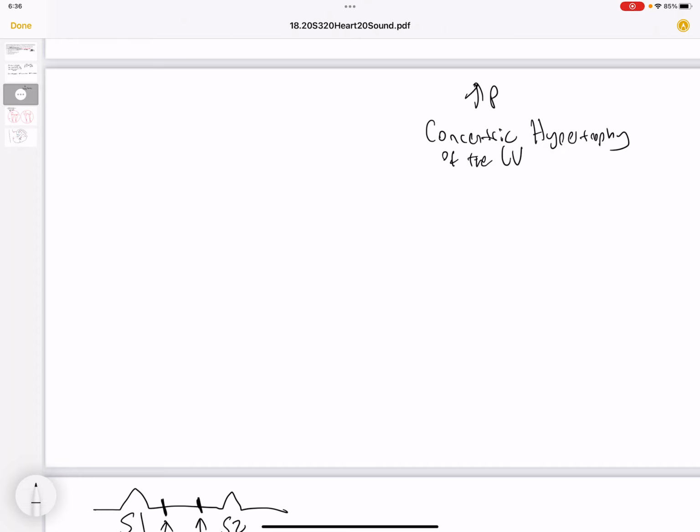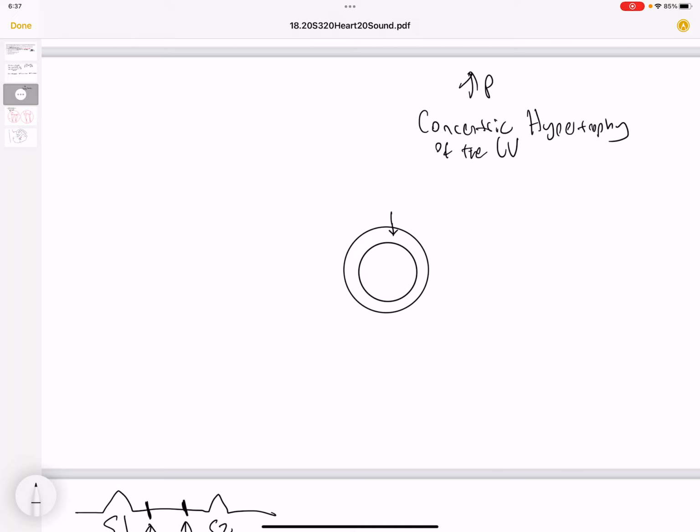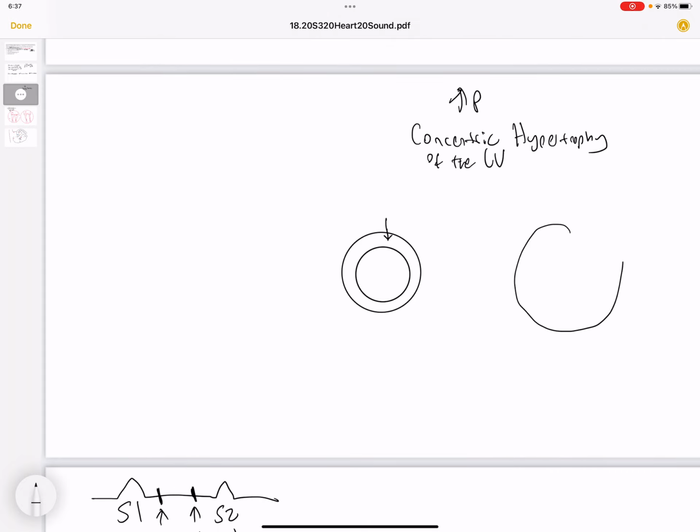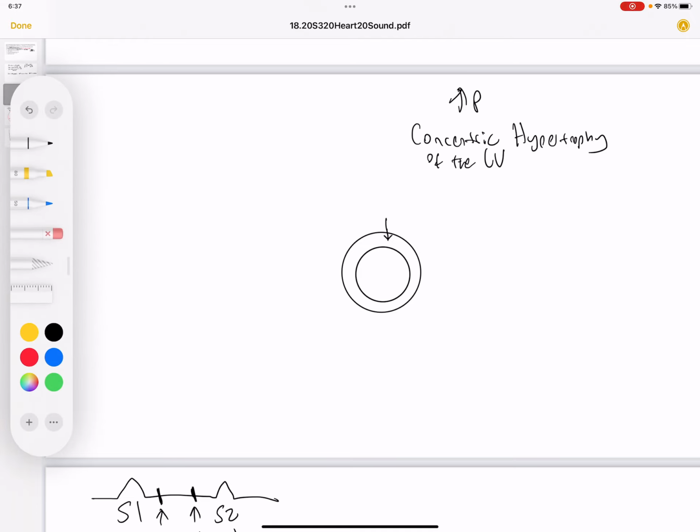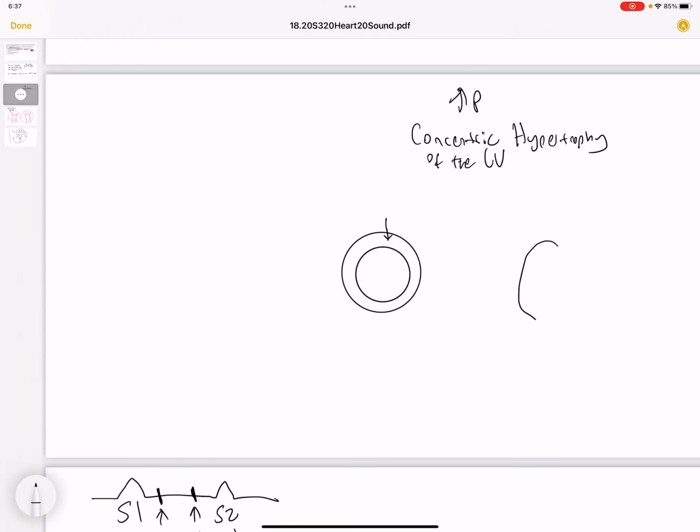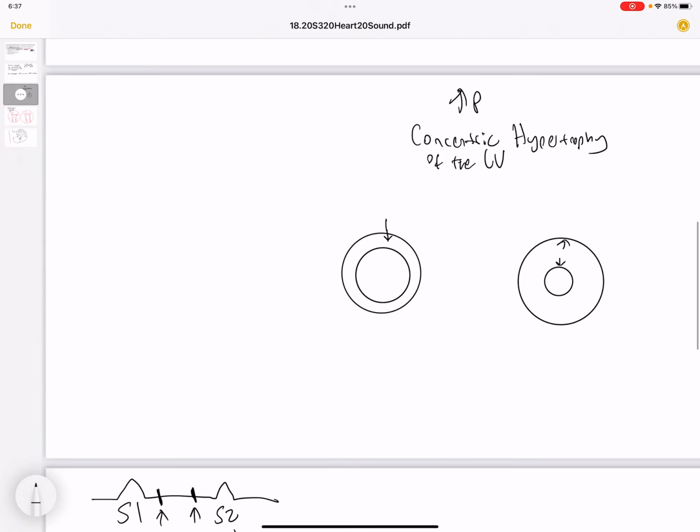Here is a normal left ventricle, let's say, and this is the normal wall thickness of the left ventricle. With concentric hypertrophy, the left ventricle's wall is going to grow like this here. Let me draw it so that it's similar in size. Okay, so if you look at the wall, it's much thicker. That's what concentric hypertrophy is. The wall is going to be thicker.